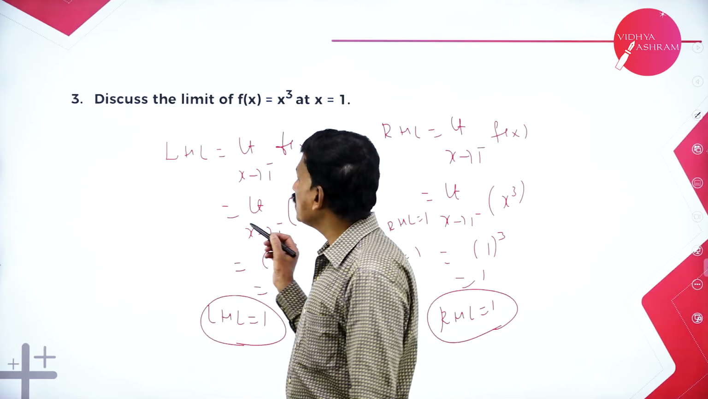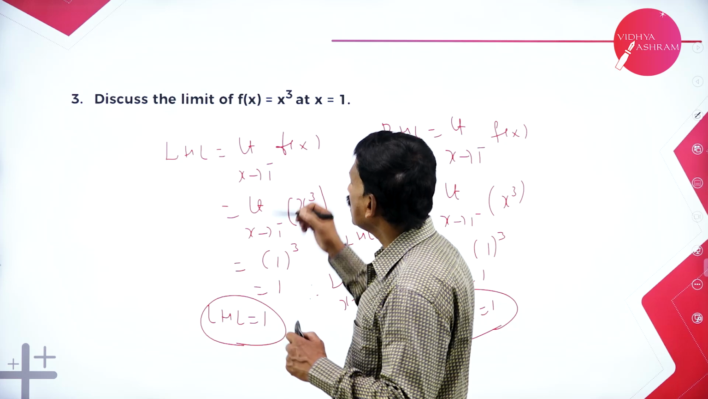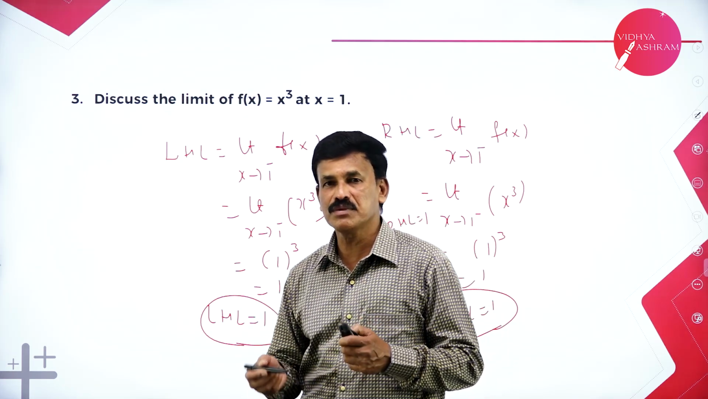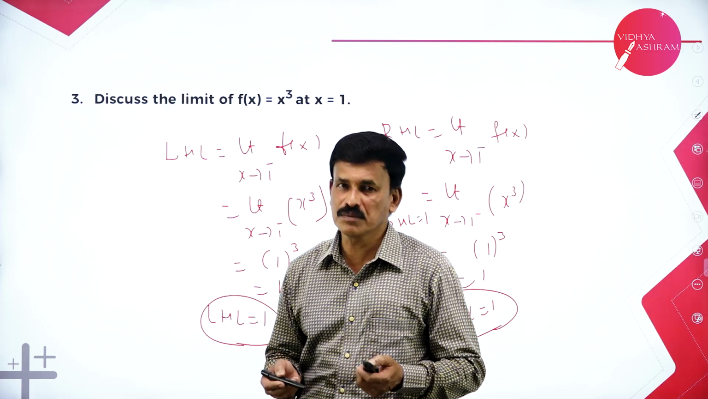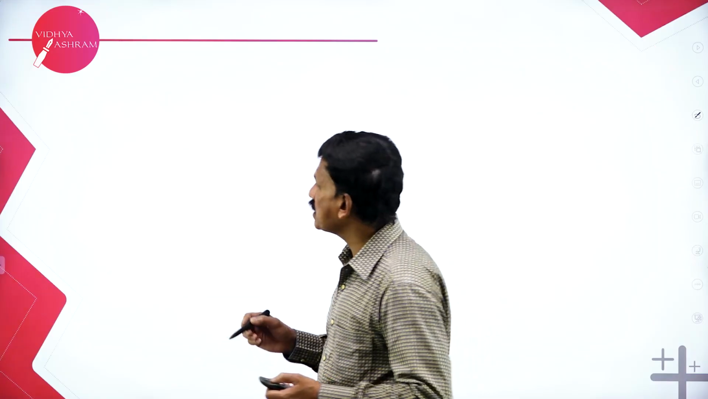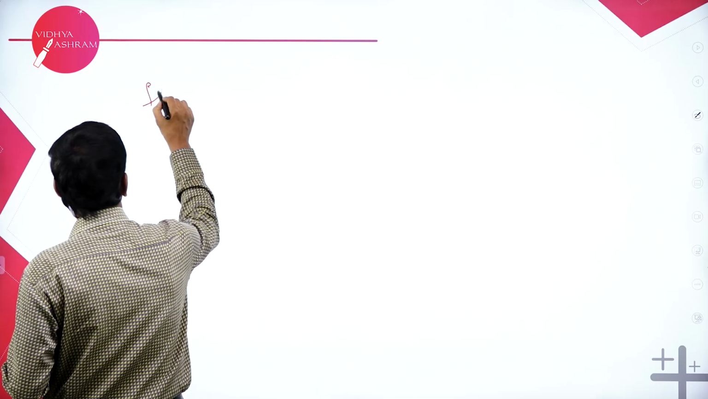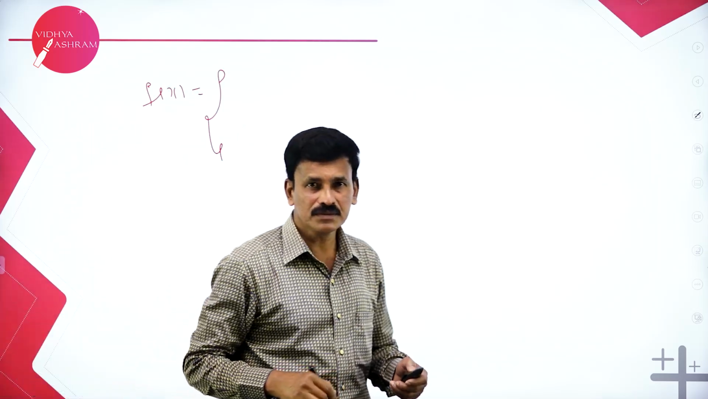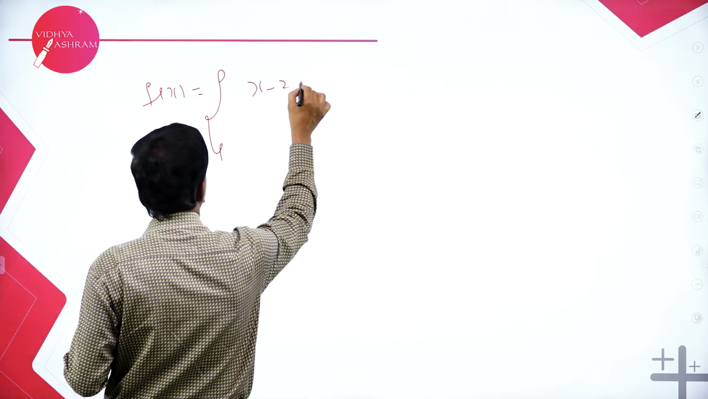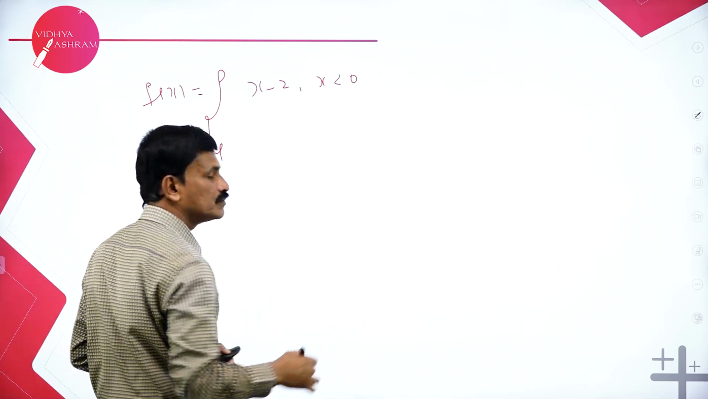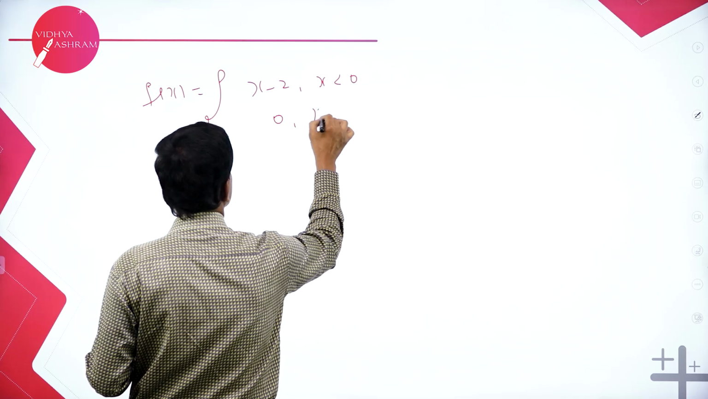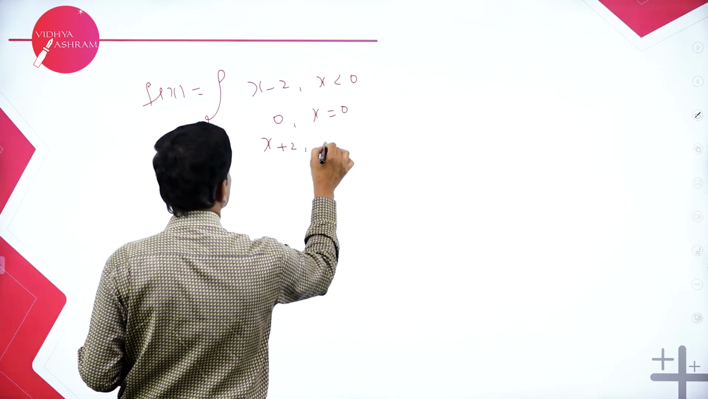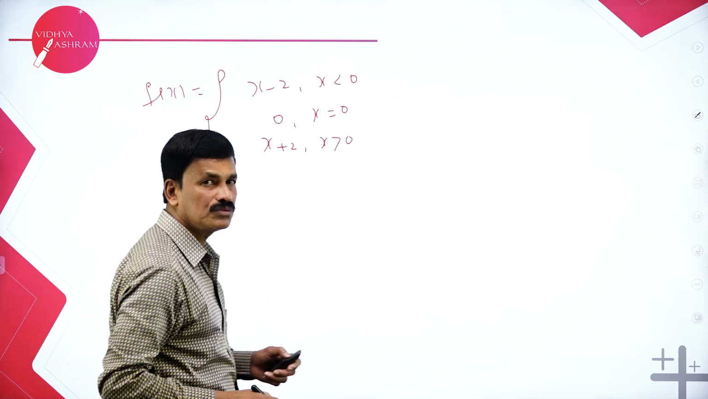So this is how we are going to discuss the limit of a function. Let us take one more example. Suppose if left hand limit and right hand limit are not equal, in that case the limit does not exist. Now let us take one more example for this. Suppose f of x is defined by x minus 2 when x is less than 0, equal to 0 when x is equal to 0, and x plus 2 when x is greater than 0, right?